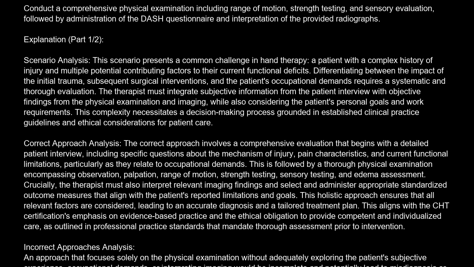This is followed by a thorough physical examination encompassing observation, palpation, range of motion, strength testing, sensory testing, and edema assessment. Crucially, the therapist must also interpret relevant imaging findings and select and administer appropriate standardized outcome measures that align with the patient's reported limitations and goals. This holistic approach ensures that all relevant factors are considered, leading to an accurate diagnosis and a tailored treatment plan.